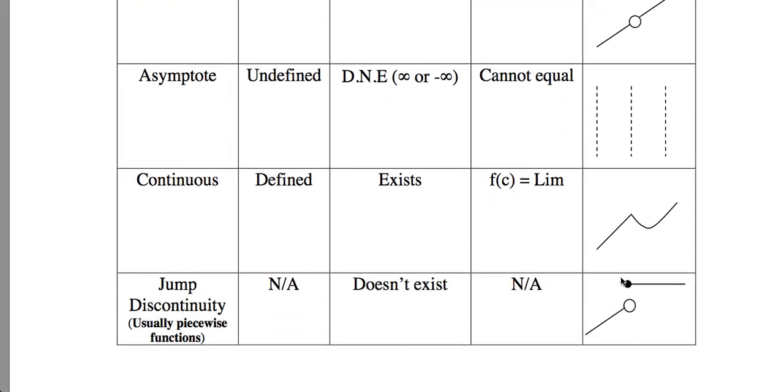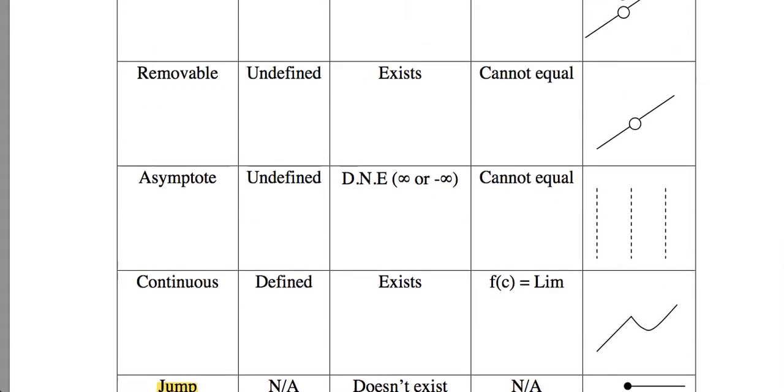The last one only occurs in piecewise functions, and basically what happens is it can be defined or undefined. It doesn't matter whether it's a closed dot or an open dot, but the left limit does not equal the right limit. Whenever you get that scenario, that's referred to as a jump discontinuity. And that's pretty much it. I will make an example video for each one of these scenarios.